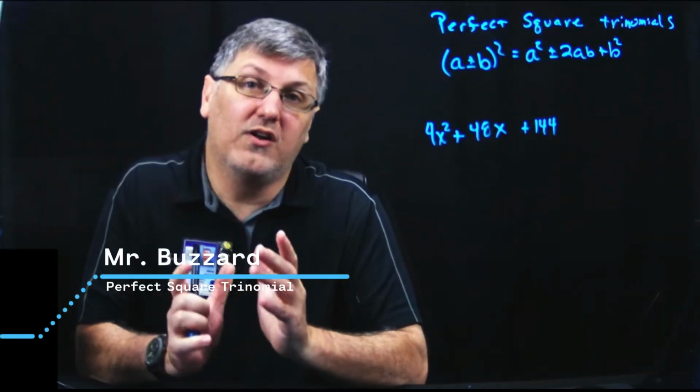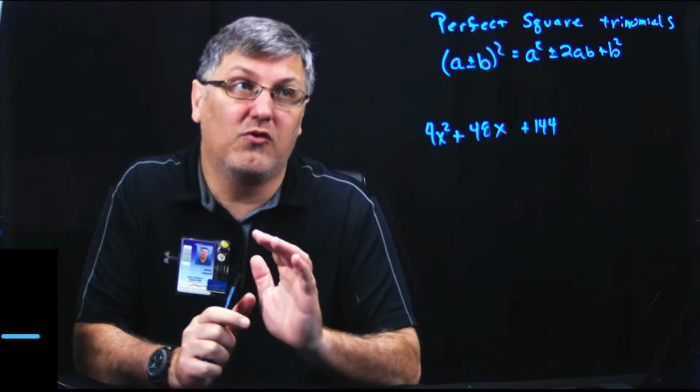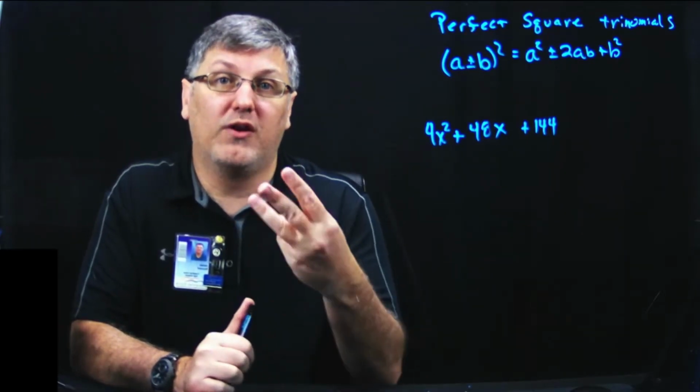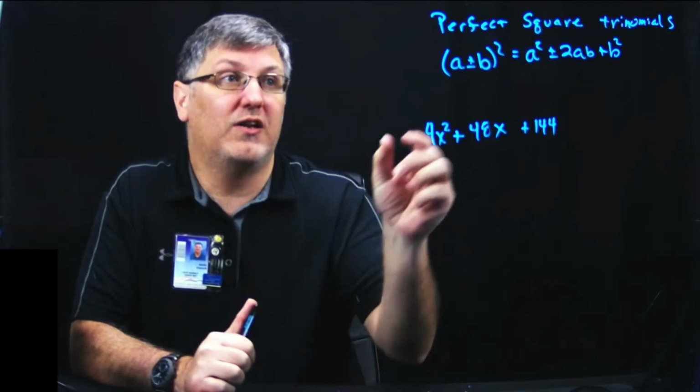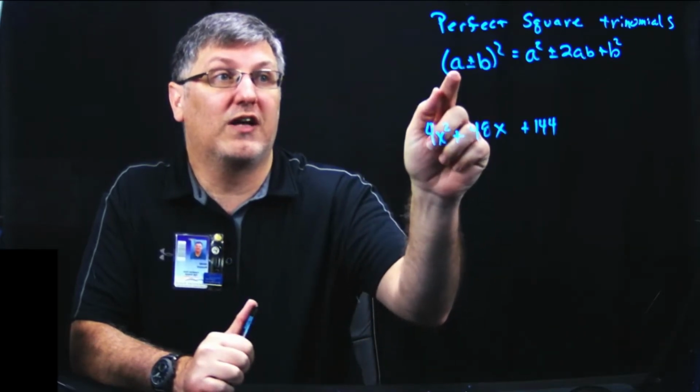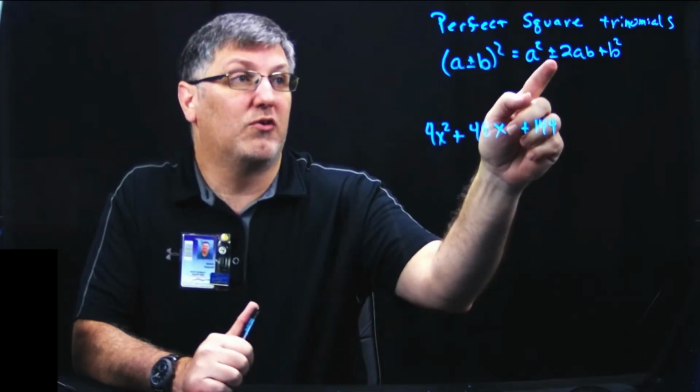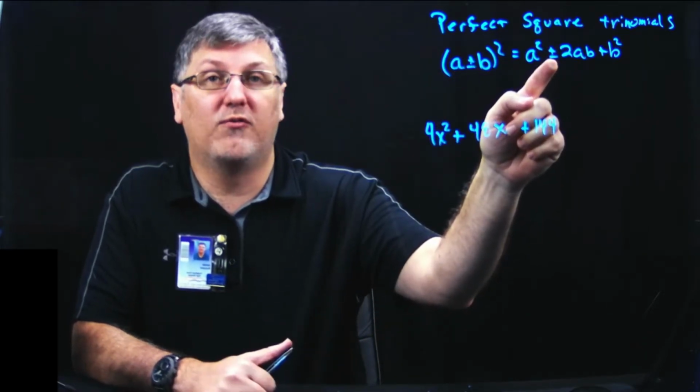All right, so let's look at a different type of special factor. And this one's going to be called the perfect square trinomial. Trinomial is because we'll start with three terms and we're going to get it down to a perfect square, in this case, like an a plus or minus b squared.